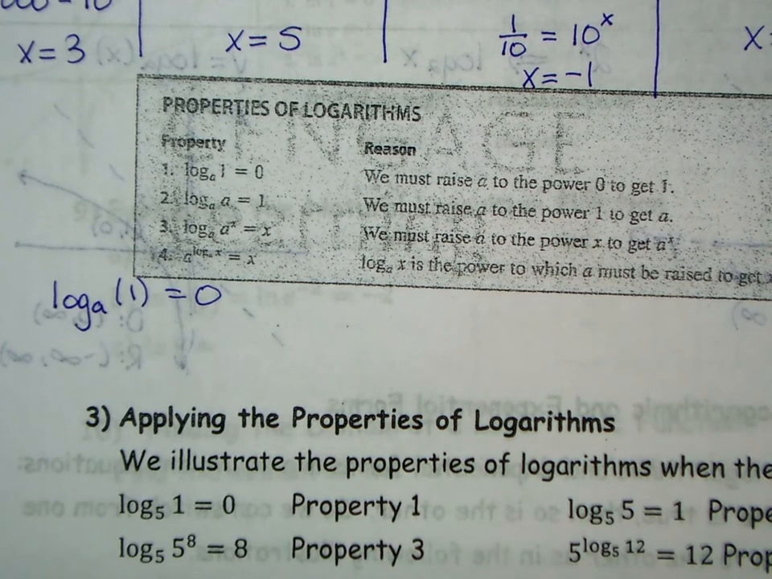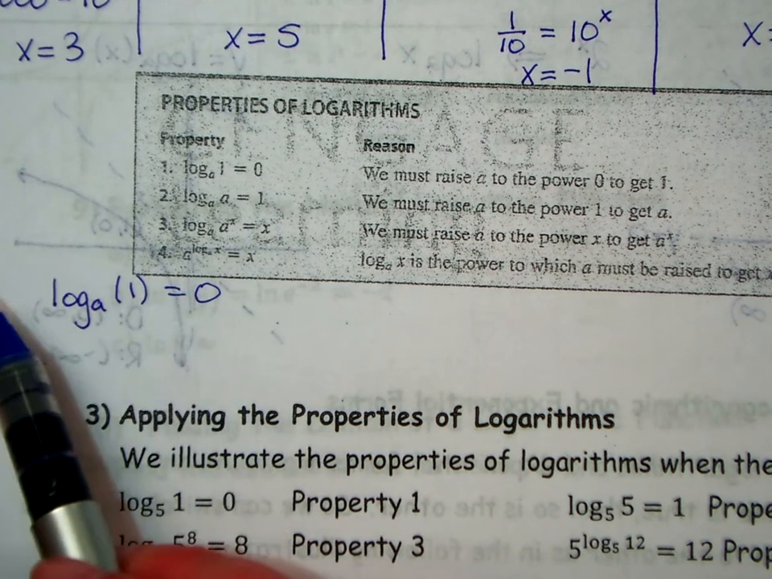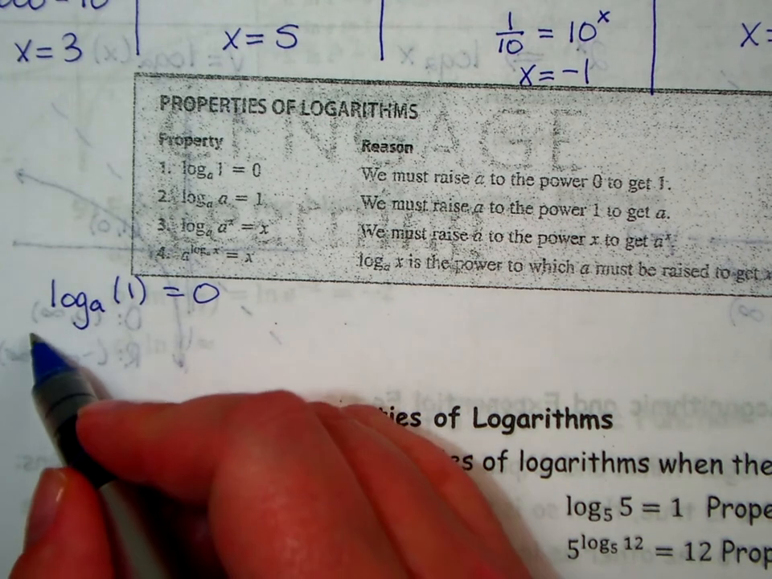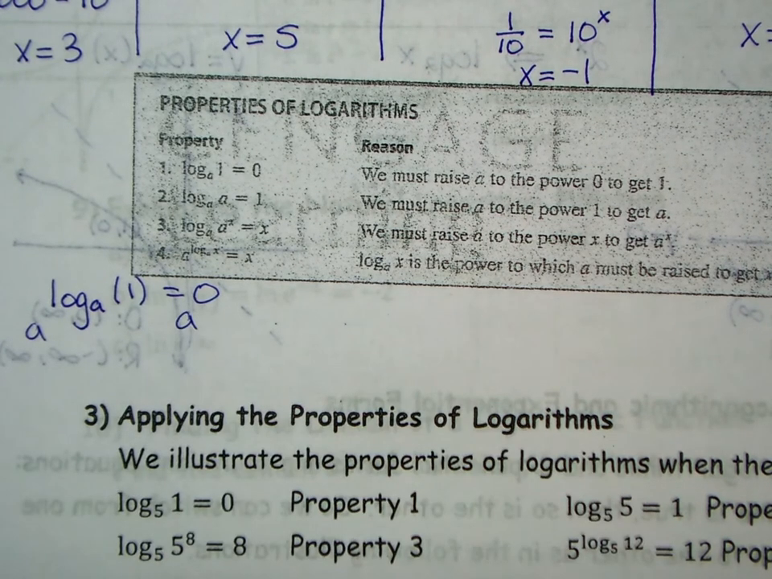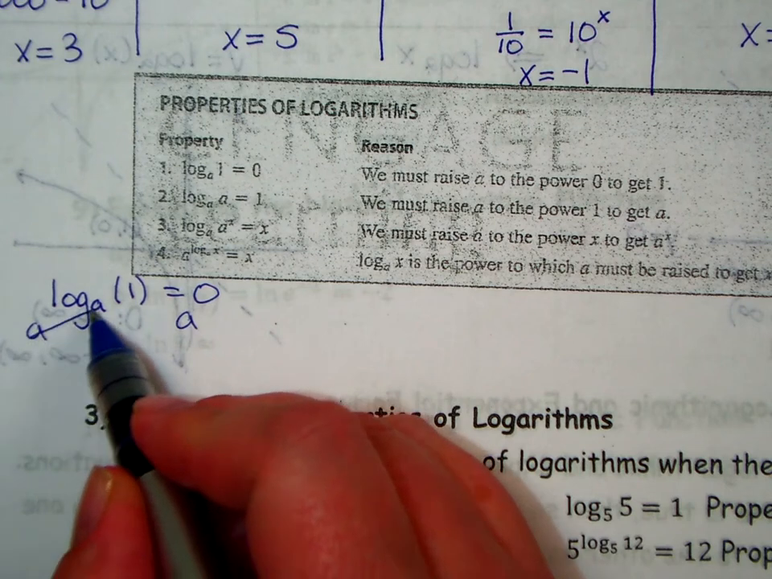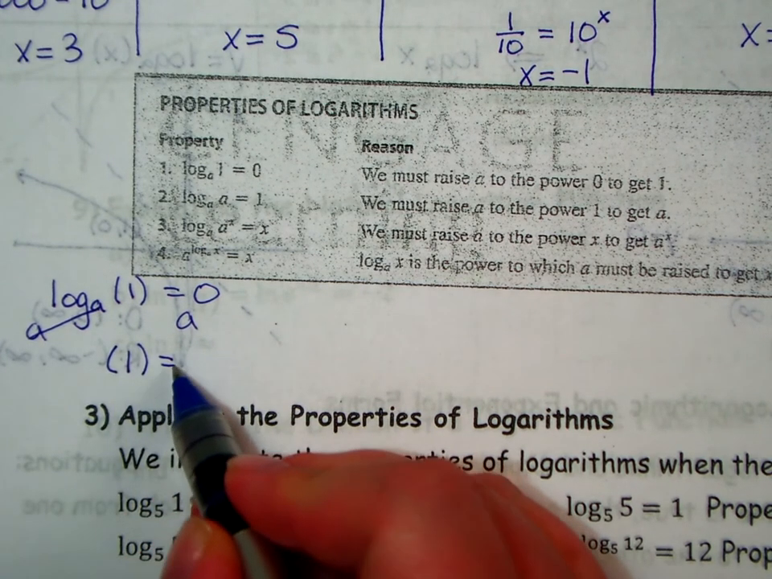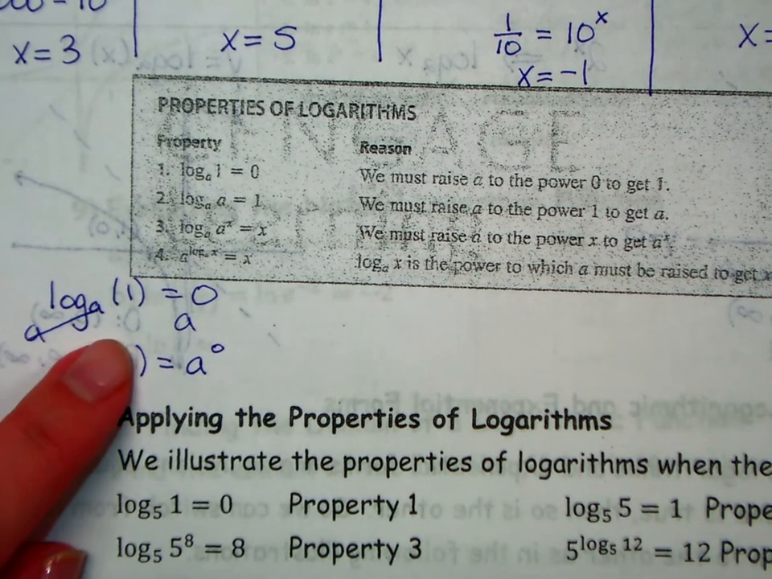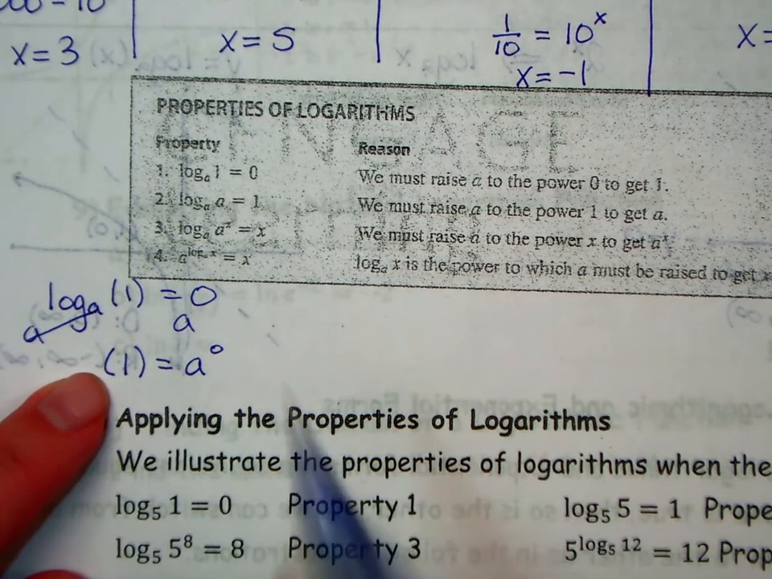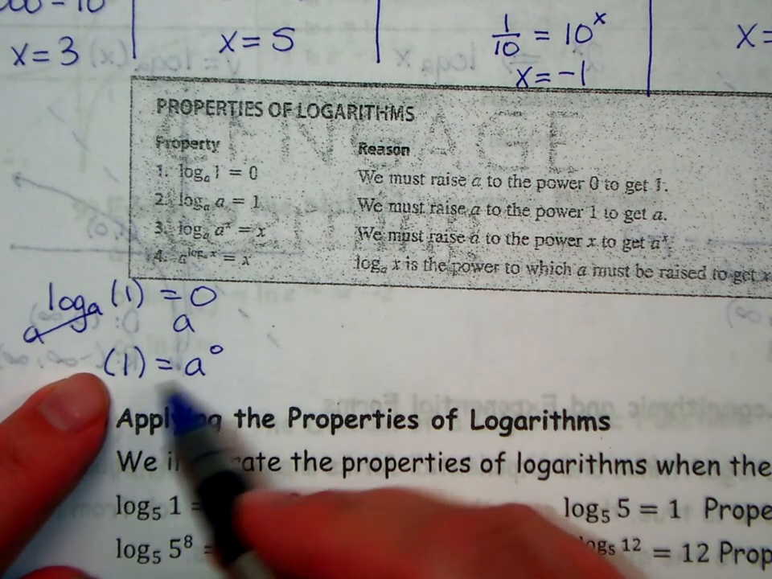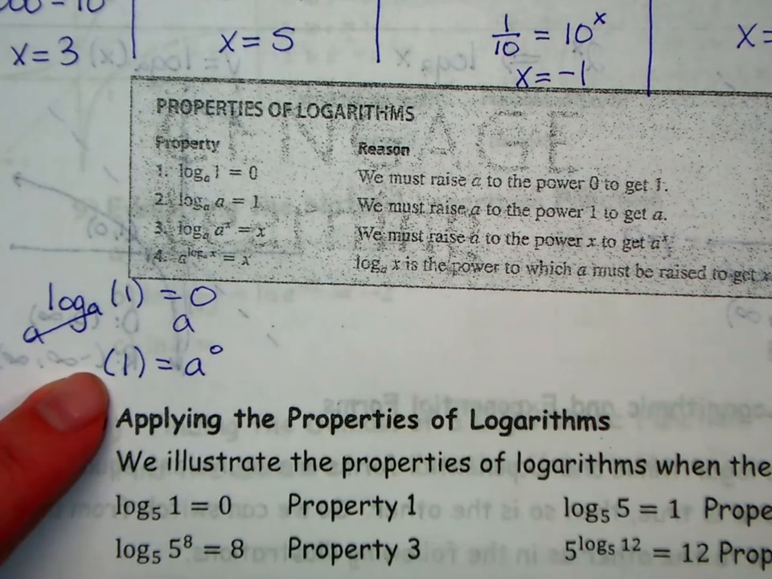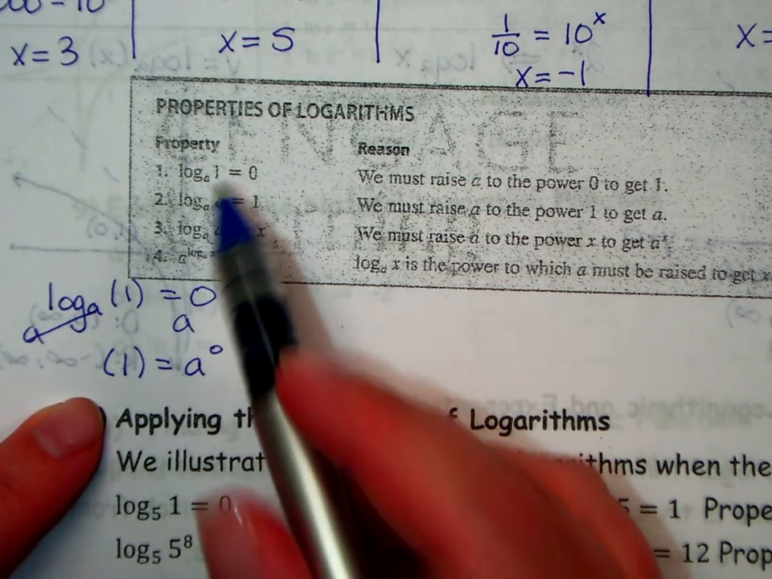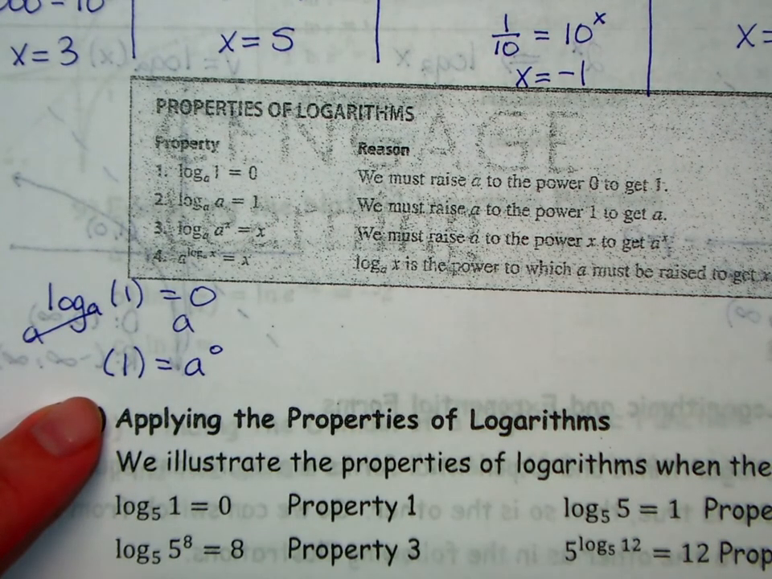Well, why is that? It's easier to understand this if you put it in its exponential form. So if I want to cancel log base a, I'm going to raise both sides by a. The a to the log base a cancels, and I get 1 equals a to the 0. I didn't mean to leave it in parentheses. I should have dropped the parentheses. But a to the 0 equals 1, that makes sense, right? So the exponential form is going to make a lot more sense to you than the logarithmic form, and that's fine. If you can understand this, then you know what the log base a of 1 is.